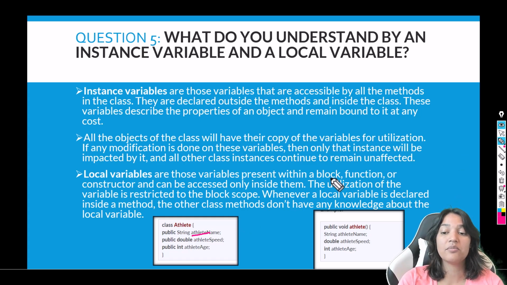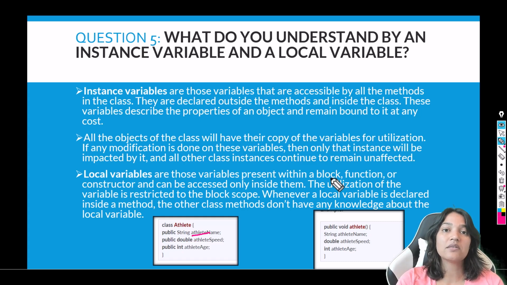The utilization of the variable is restricted to the block. Whenever a local variable is declared inside a method, the life of that variable is limited to that method. Outside of the method, nobody knows about it. The other class methods don't have any knowledge about this local variable. So that is the difference between an instance variable and a local variable.